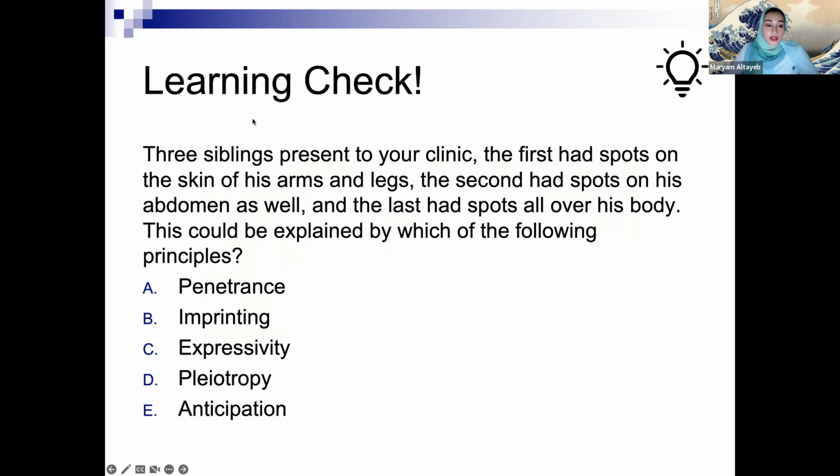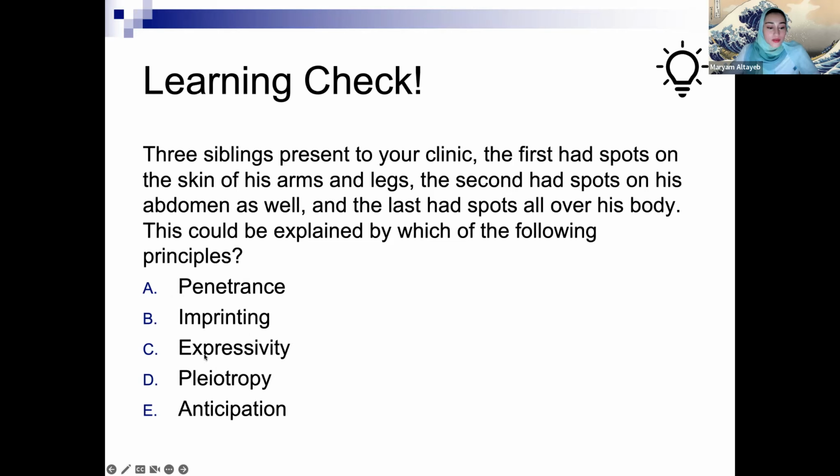So if you have this case scenario here, 3 siblings present to your clinic. The first had spots on the skin of his arms and legs. The second had spots on his abdomen, and the last had spots all over his body. This could be explained by which of the following principles? Is it penetrance, imprinting, expressivity, pleiotropy, or anticipation? So C. Okay, thank you guys. You unmuted, which caught me off guard, but yes, it's expressivity.